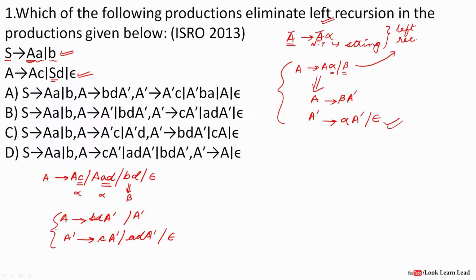So now let's check what is there. Our option should be B, because in B only we have A dash implies C A dash, AD A dash and epsilon, and A implies BD A dash, and S implies capital A, small a and B. So our answer should be B. Okay, this is our answer.